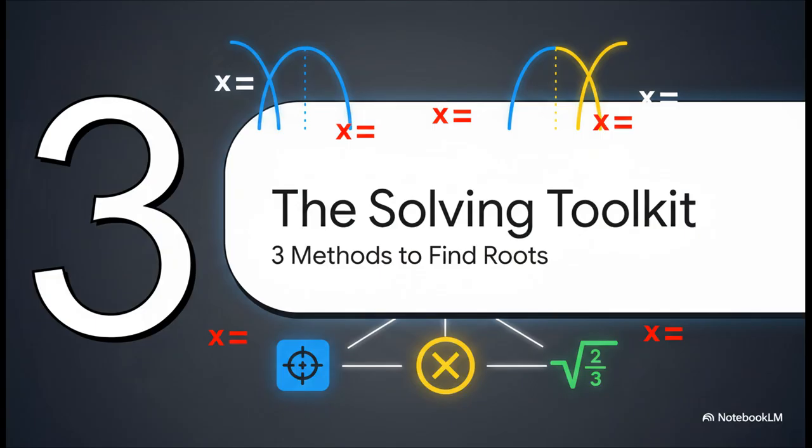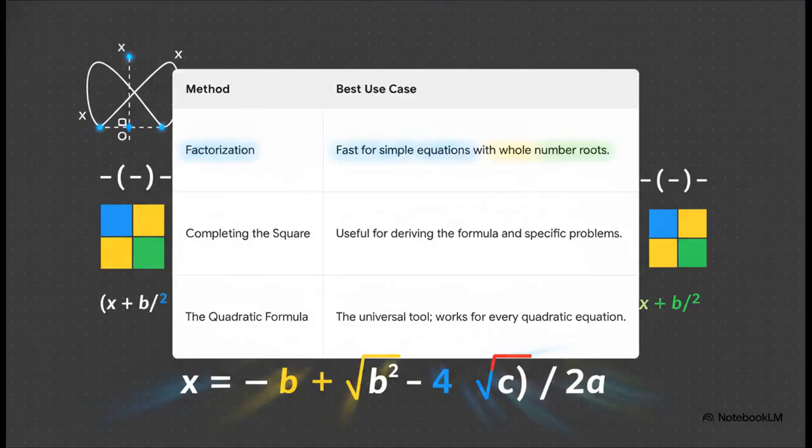When we talk about solving it, we mean finding the roots, those magic values of x that make the whole equation true. And to do that, we've got a fantastic toolkit with 3 main tools. First up is factorization. This is your speedy, elegant option for simpler equations. Then you've got completing the square, which is a really clever method that's also how we derive our third and most powerful tool, the superstar of this toolkit, the quadratic formula. This thing is the universal key. It will unlock any quadratic equation you throw at it.